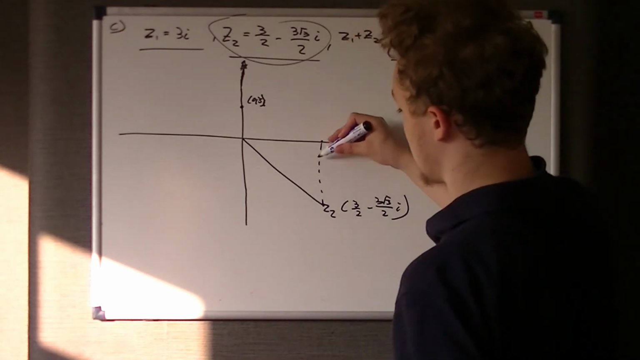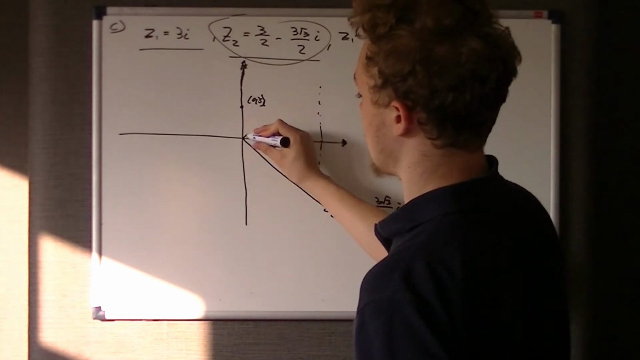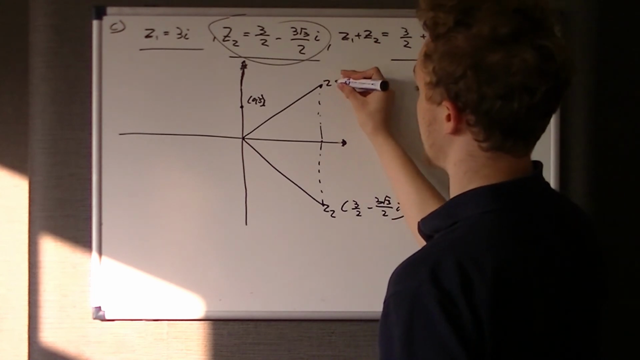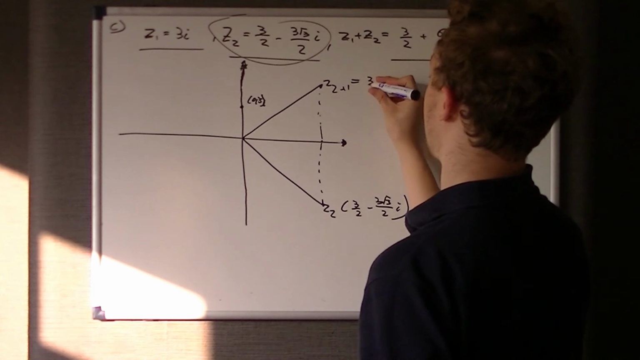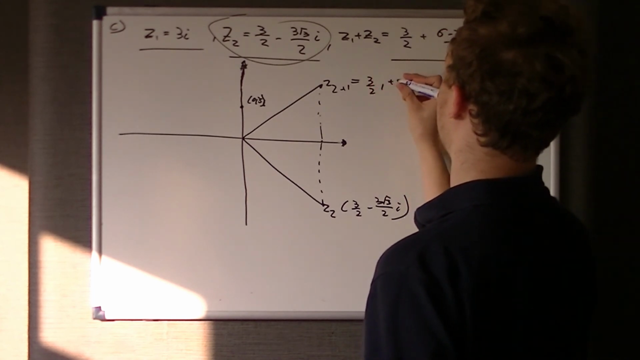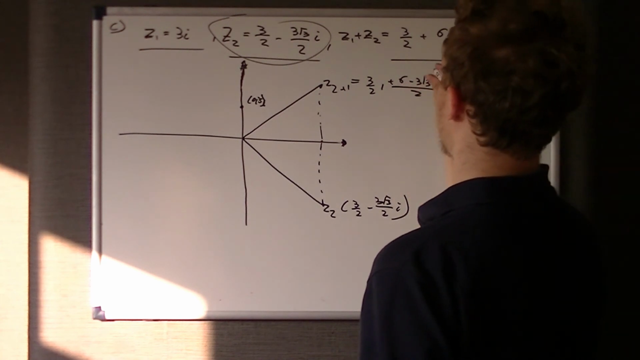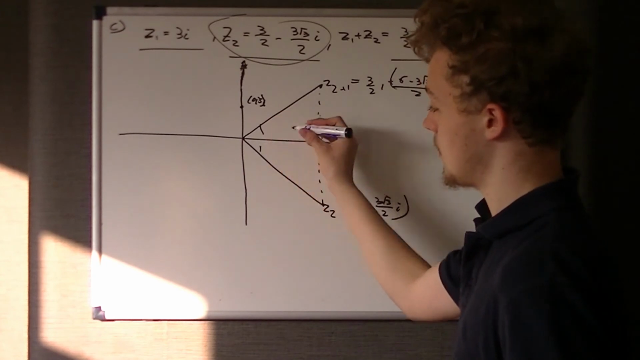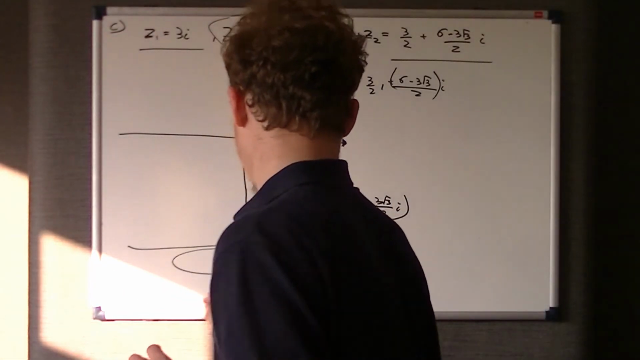So you just take this dotted line and continue it up. Now it's not explicitly saying it needs to be this distance high, so you just place it round about there. Z1 plus Z2, that's equal to 3 over 2 plus 6 minus 3 root 3 over 2 i. Now it doesn't say we need to work out these angles here, so you can just simply leave it as that, and that would be your answer.